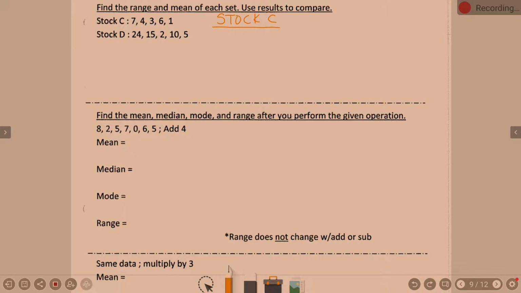So stock C is where I'm going to start. I also was going to start with range. So what'd you get for range? 7 minus 1. And 7 minus 1 is 6. And we also need to find the mean.